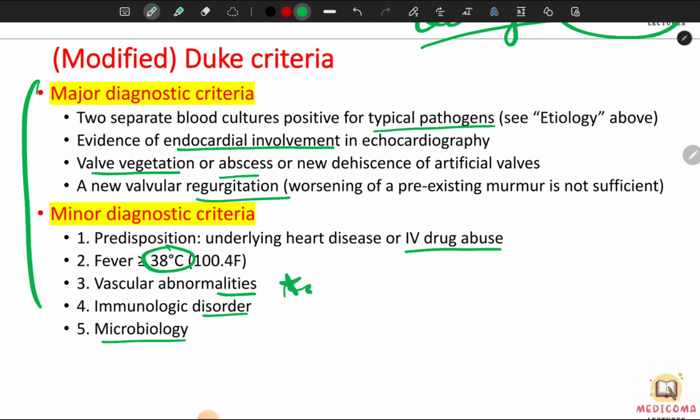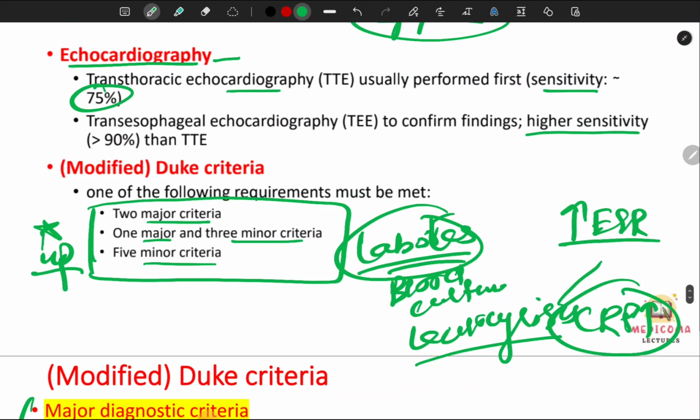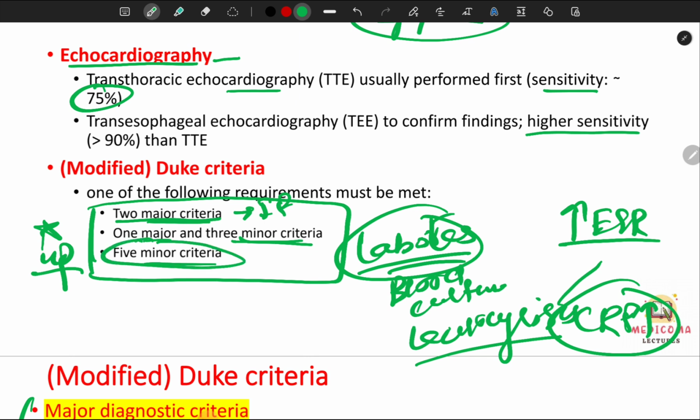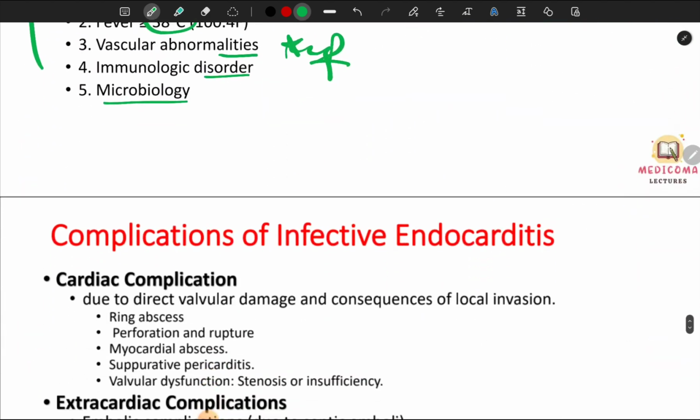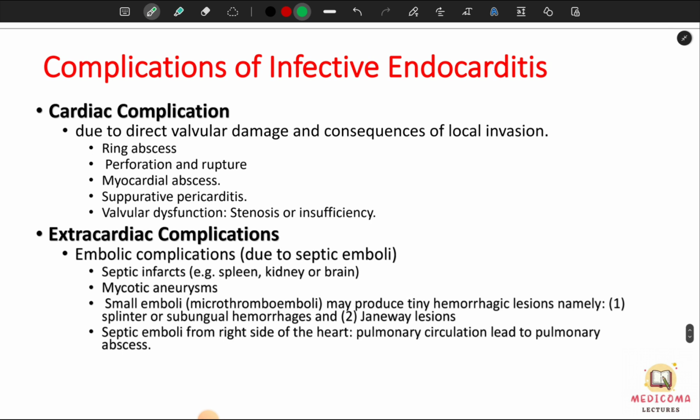So as we said, if there are two major present, then we diagnose infective endocarditis. If one major and three minor, then we diagnose infective endocarditis. If there are five minor criteria, we will diagnose infective endocarditis. Now we will discuss the complications of infective endocarditis. So what are the cardiac and extracardiac complications?